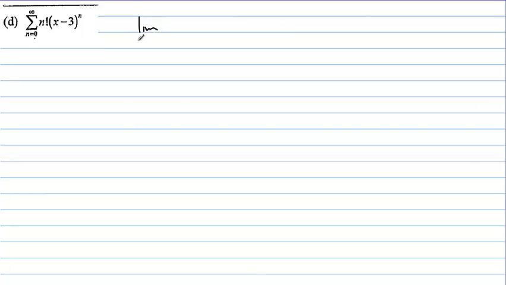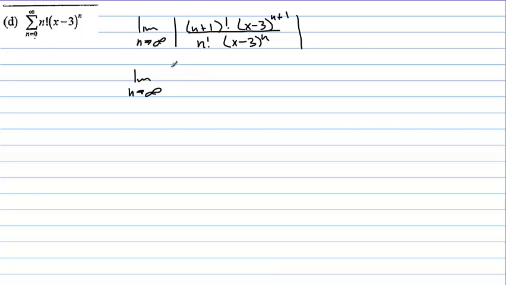We have the limit as n approaches infinity of the absolute value of n plus 1 factorial x minus 3 to the n plus 1. And that's not a fraction, so we'll just do the division, of course. N factorial times x minus 3 to the n. The limit as n approaches infinity of the absolute value of, let's see, the top becomes n factorial times n plus 1. So the n factorials will cancel, leaving n plus 1 on top. And there's an extra x minus 3 in the numerator, so that leaves x minus 3.